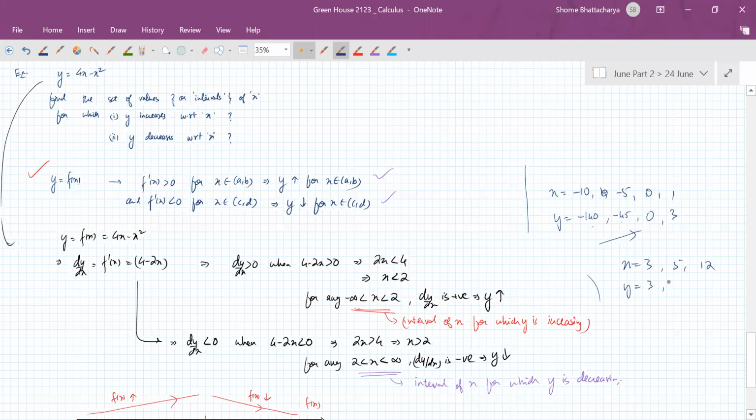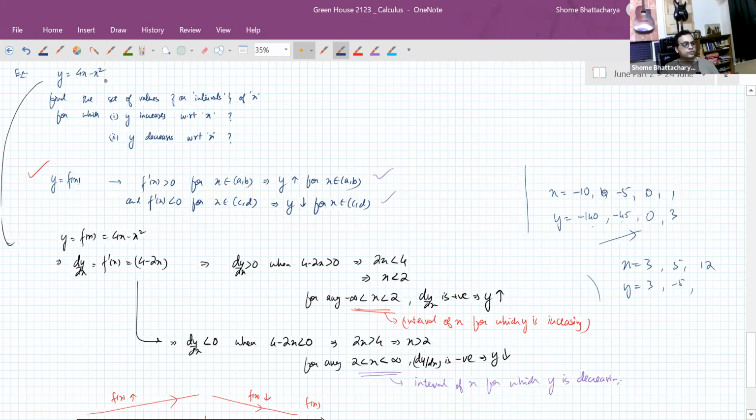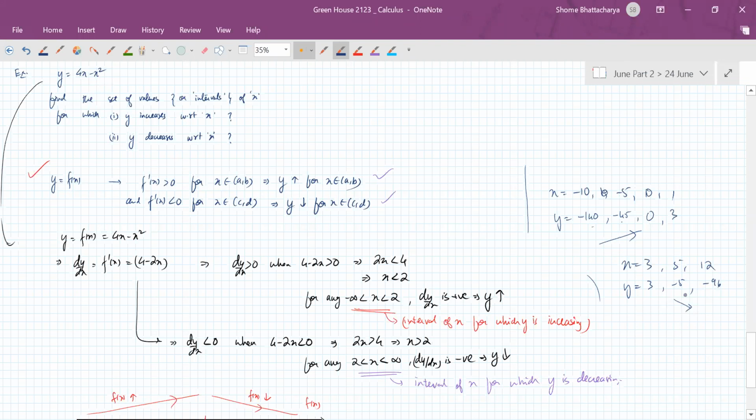Then 20 minus 25. So it is minus 5. And then 48 minus 144. Okay. So that is how much? 48 minus 144 will be minus 96. So you can see that y is decreasing.